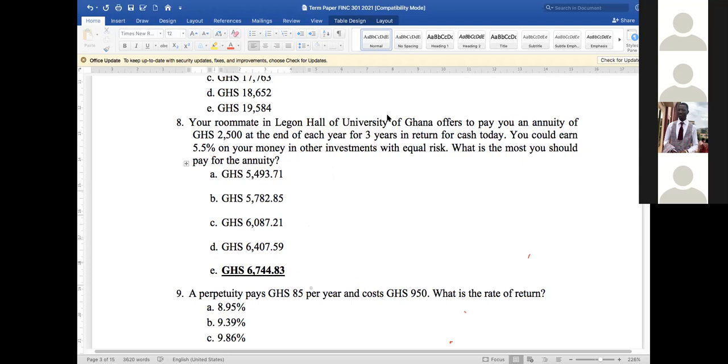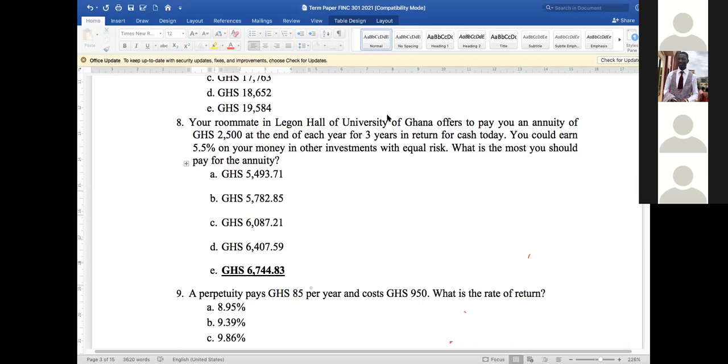So we are saying that anytime somebody wants to borrow money from you and wants to pay in future, give him something small today, and expect that the person will pay something big. So if you give the person 1,000 cedis, you expect that when the person is repaying, they pay you 1,200, 1,300. Are you getting the point? The question says that your roommate offers to pay you 2,500 cedis at the end of each year for 3 years in return for cash today. So what the question is trying to say is to determine the cash you give to that person so that you receive the 2,500 cedis each year for 3 years. That's all we are trying to do. Is the question clear now?